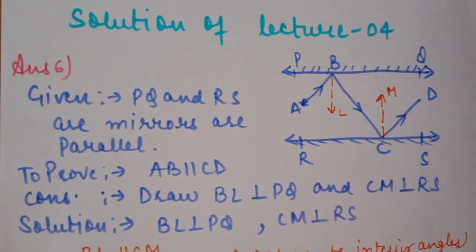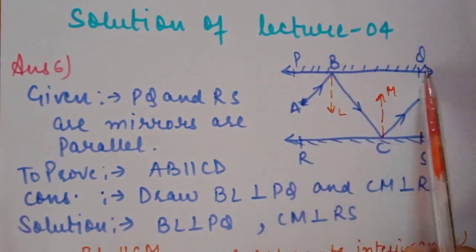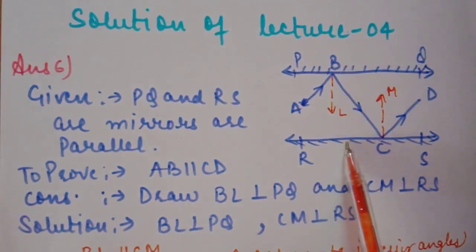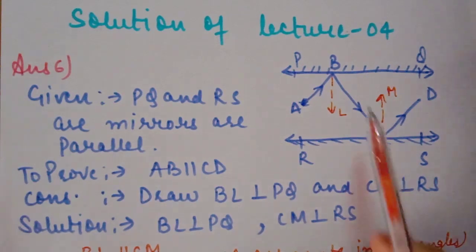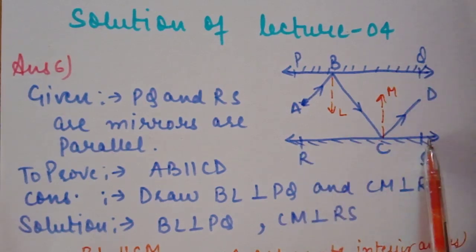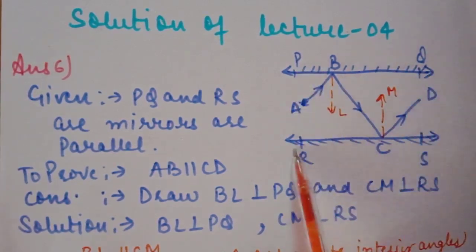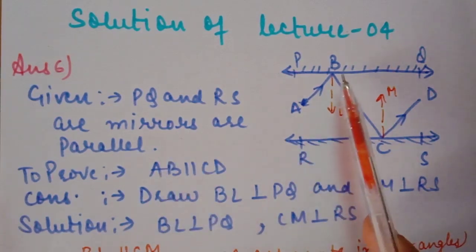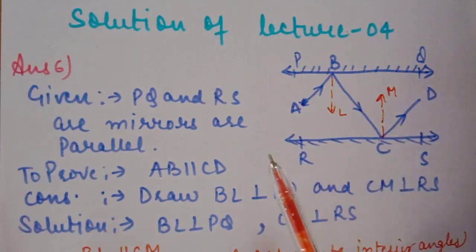So students, in this question we have two mirrors which are placed parallel to each other. Mirrors are always a straight line, always straight. There is no zigzag motion in a mirror. So definitely what is given to us, PQ and RS, which are mirrors, they are straight lines and they are parallel also. So now what we have to prove? We have to prove AB and CD are parallel to each other.